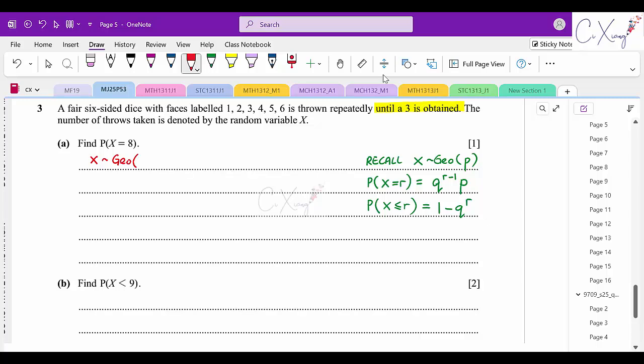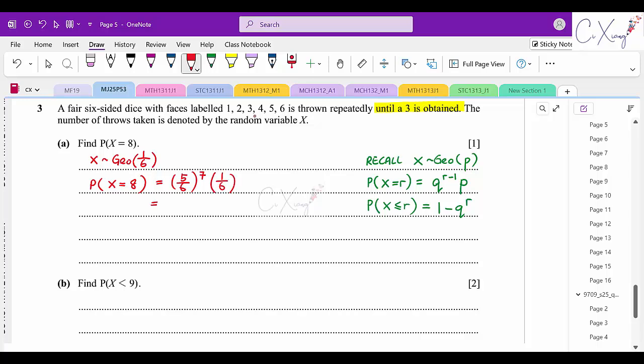So what is the probability of obtaining a tree? You're having a fair six-sided dice, right? A six-sided dice, which is the fair one. So to get the tree will be 1 over 6. And they said the first success trial occurs at throw number 8. So that means the first 7 times they are all failures, and I'm having 5 over 6 power 7, which is r minus 1. Then the last time is a success, so it will be 1 over 6.